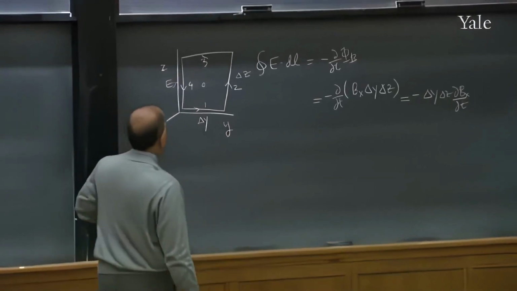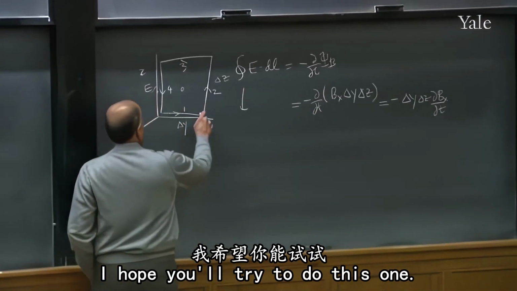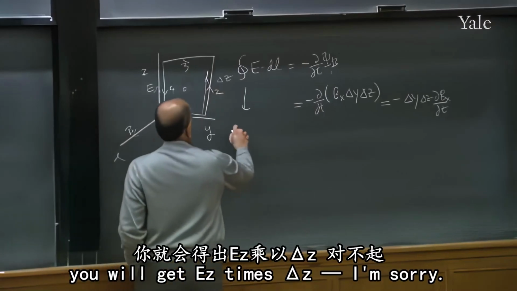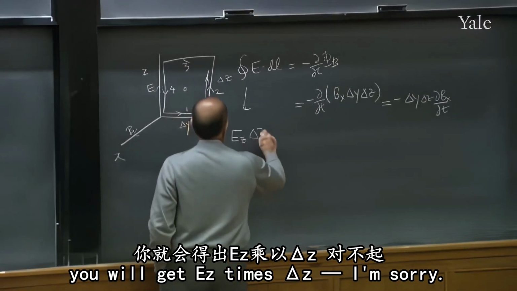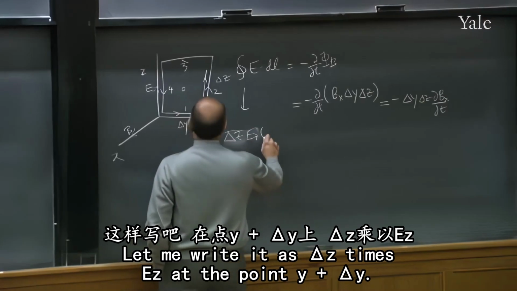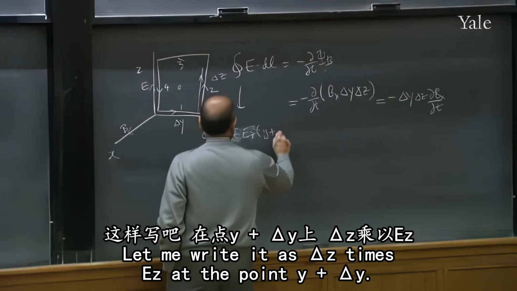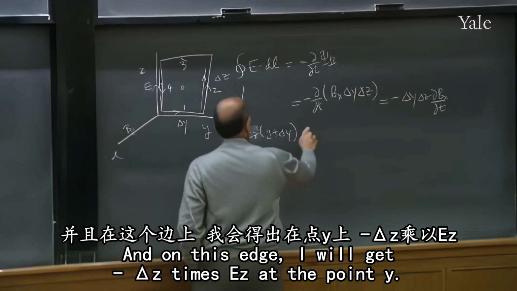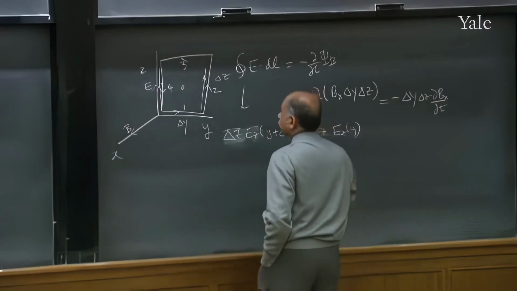Now, how about the left-hand side? If you look at the left-hand side, I hope you'll try to do this one. If you go like that on edge 2, you will get E sub z times delta z. I'm sorry, let me write it as delta z times E sub z at the point y plus delta y. And on this edge, I will get minus delta z times E sub z at the point y.